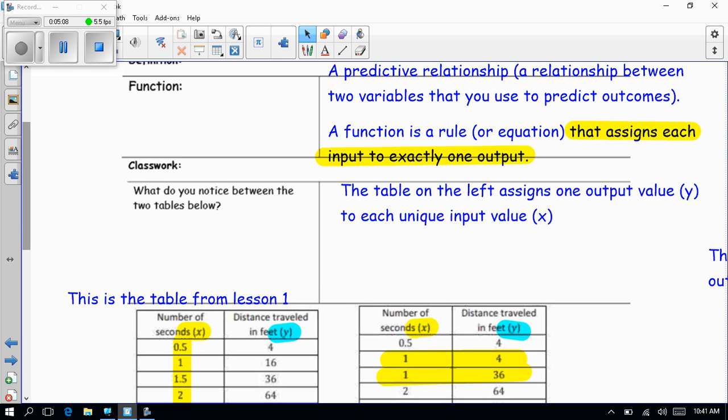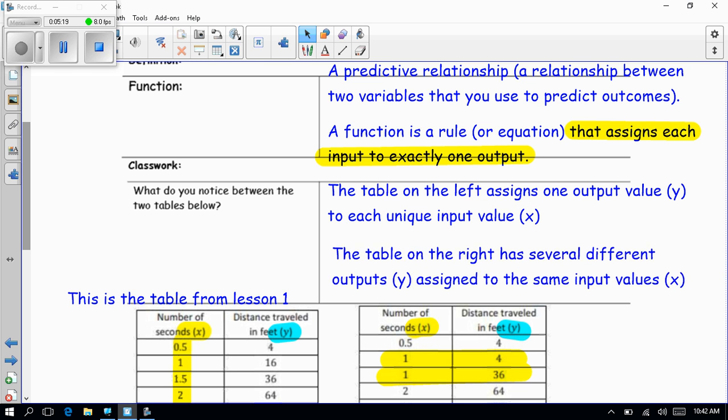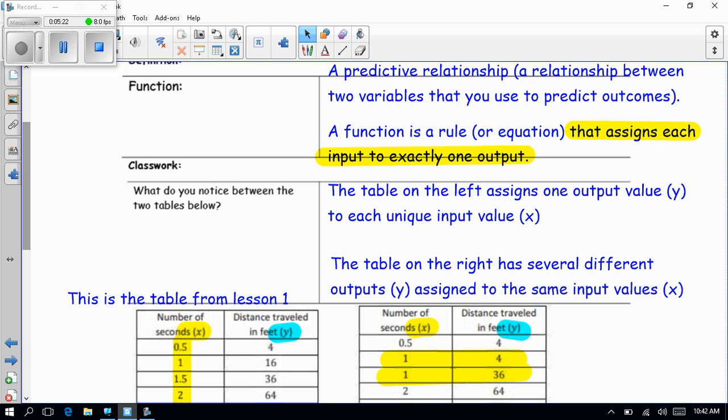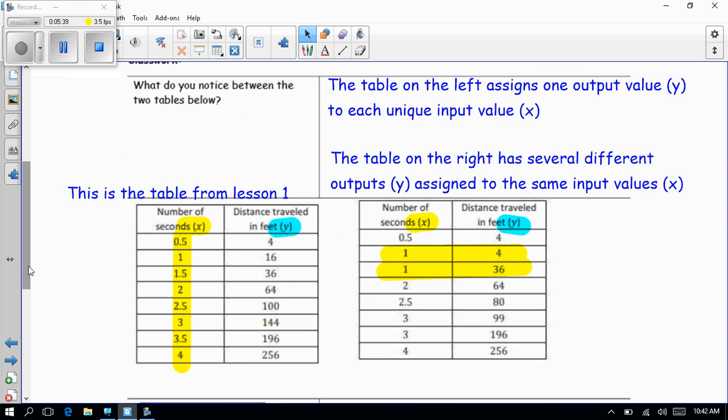So if the same input assigns more than one output, it is not a function. The table on the left assigns one output value, one output y, to each unique input value of x. The table on the right has several outputs y assigned to the same input of x. I said several, and I do mean several because there are a couple of different instances. If you look down here, we've got 3 that's assigned to 99 and 3 that's assigned to 196.